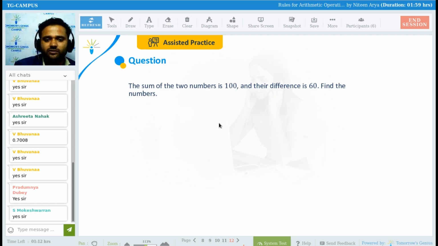Okay, so this one is your first question. Try that. The sum of two numbers is going to be 100 and their difference is 60. Find the numbers. Very easy mathematics question. Even I don't want to give a hint here. Do that, beta. You need to find the numbers.